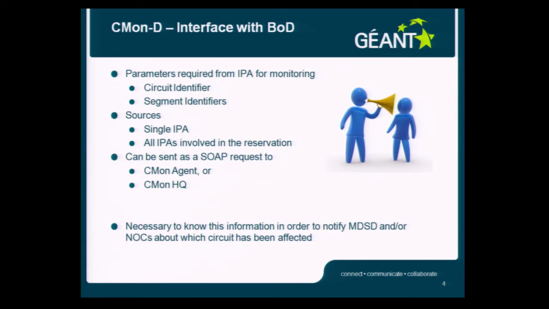This can be sent as a SOAP request to either the local CMON agent, so from your own IPA in your own domain, or it can be sent to CMON headquarters. It's a design decision, but basically it's good practice to send it as a request to the local agent and leave it to the agent to deliver that request to the headquarters. It's necessary for CMON to know this information because, as you saw from the GUI demo that Hao gave, you need to know whether the circuit is up or down so that your MDSD can act on it.